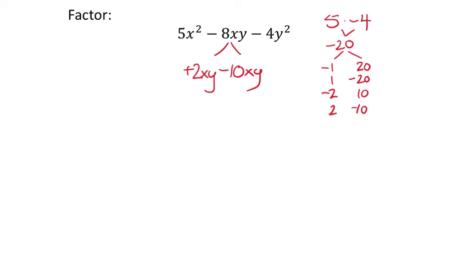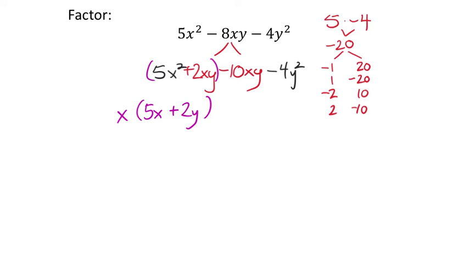And now I'll rewrite the rest of this. I got 5x squared plus 2xy minus 10xy minus 4y squared. And we'll start factoring by grouping. So I'm going to group the first two. And right here, it looks like I can only factor out an x from these two terms. So that leaves me with 5x and then a positive 2y.